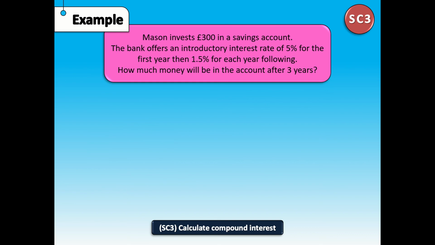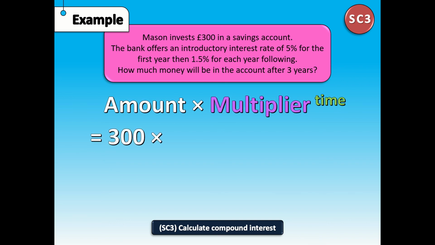Here's another example. Mason invests £300 in a savings account. The bank offers an introductory interest rate of 5% for the first year, then 1.5% for each year following. How much money will be in the account after 3 years? So we start with the amount. Now the multiplier for the first year will be 1.05 because that's an increase of 5%. And that's just for 1 year.